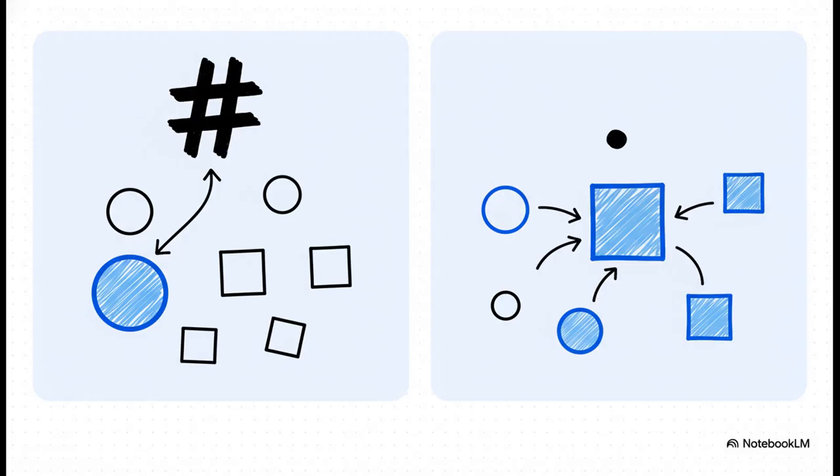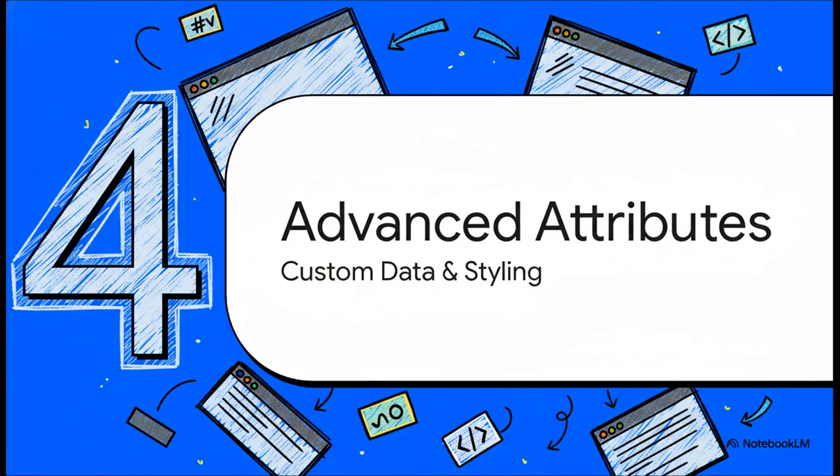So let's nail this down once and for all. ID is for one unique thing, and you select it with a hashtag. Class is for grouping many things, and you select it with a dot. Getting this difference is absolutely fundamental to writing clean, professional code. All right, we've totally covered the basics of grouping and labeling.